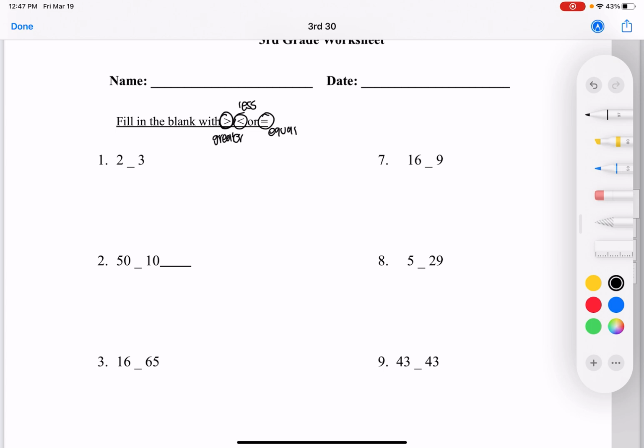So for number 1, between the numbers 2 and 3, which one is greater? We know that 3 is the greater number. So the smaller point of the tip, or the smaller part of the arrow, is facing towards the 2, and the bigger part of the arrow is facing towards the 3, because 3 is a greater number.